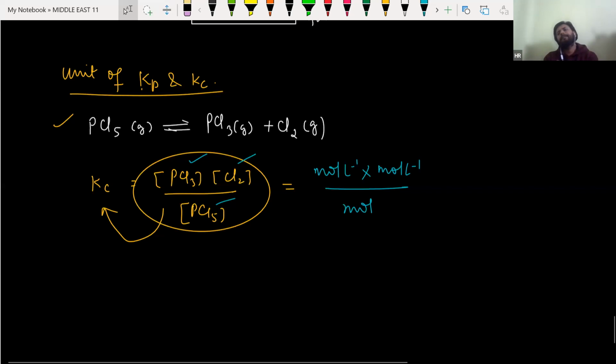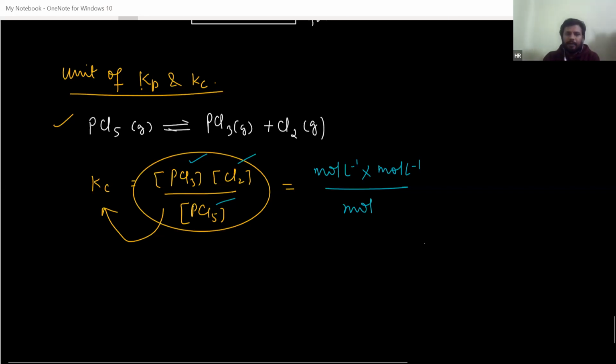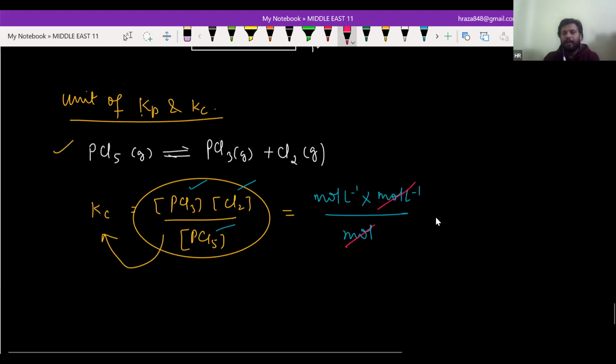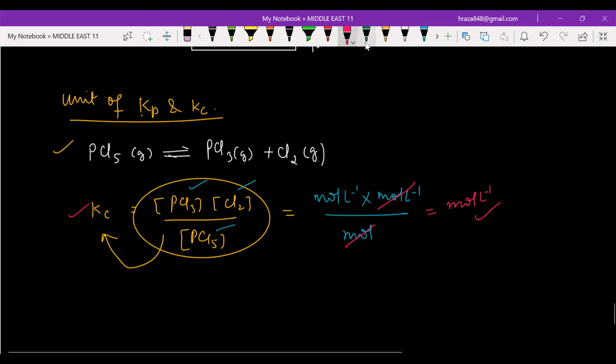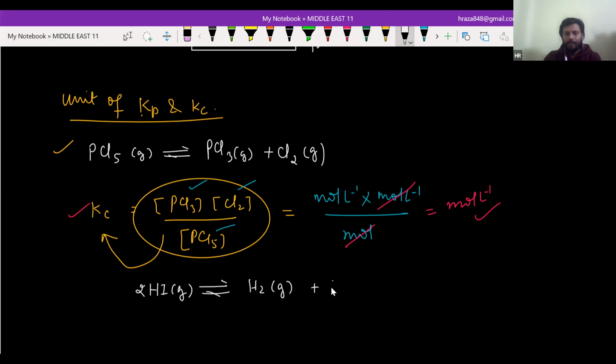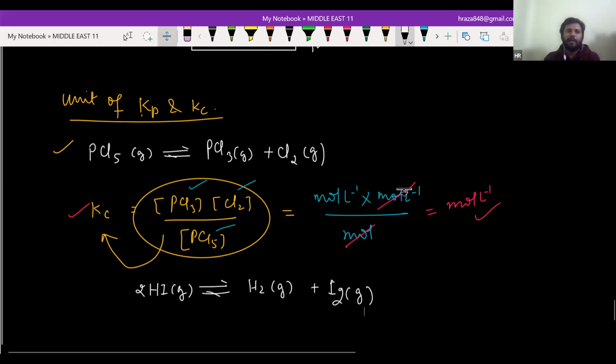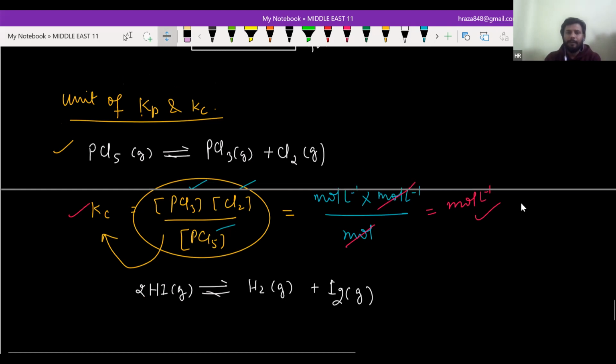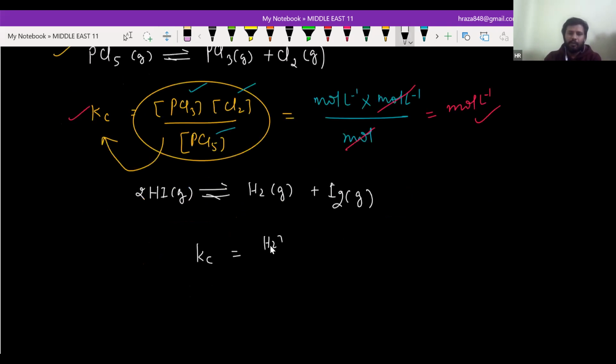And you can easily see that this will be cancelled, and it will be mole per liter, right? The unit of Kc is mole per liter. But if I give you another example, and this is the required equation, and you write the value of Kc as H2 I2 upon HI to the power 2, right, everyone?